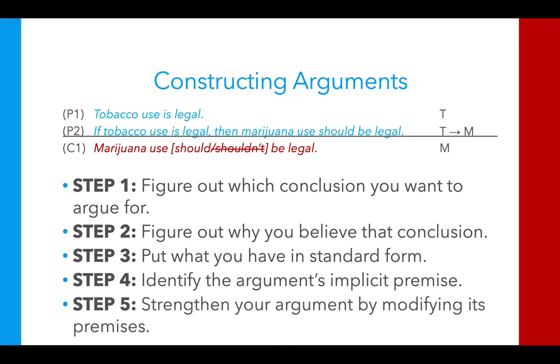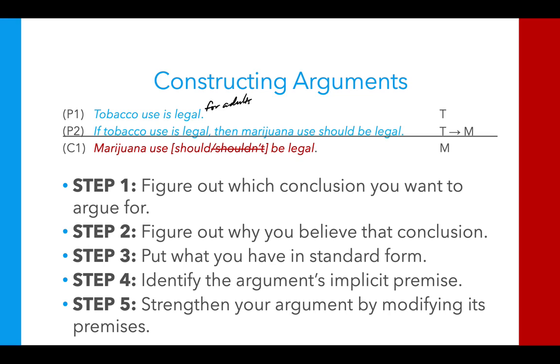So, finally, fifth step, strengthen the argument by modifying its premises. There are a number of different ways you could do this. So, for example, you might say, well, really what I'm interested in here is recreational marijuana use. Maybe you think medicinal use is already legal, so maybe I want to be more clear that I'm arguing for the permissibility of recreational use. So that's one way. You could say recreational tobacco use is legal, and if that's legal, then recreational marijuana use should be legal, so recreational marijuana use should be legal.